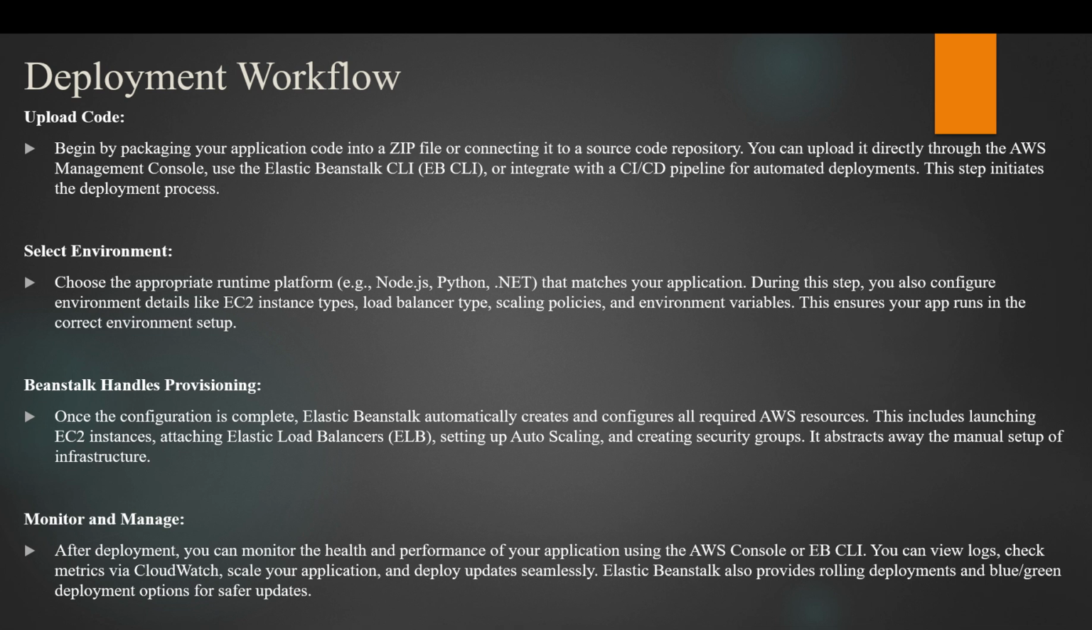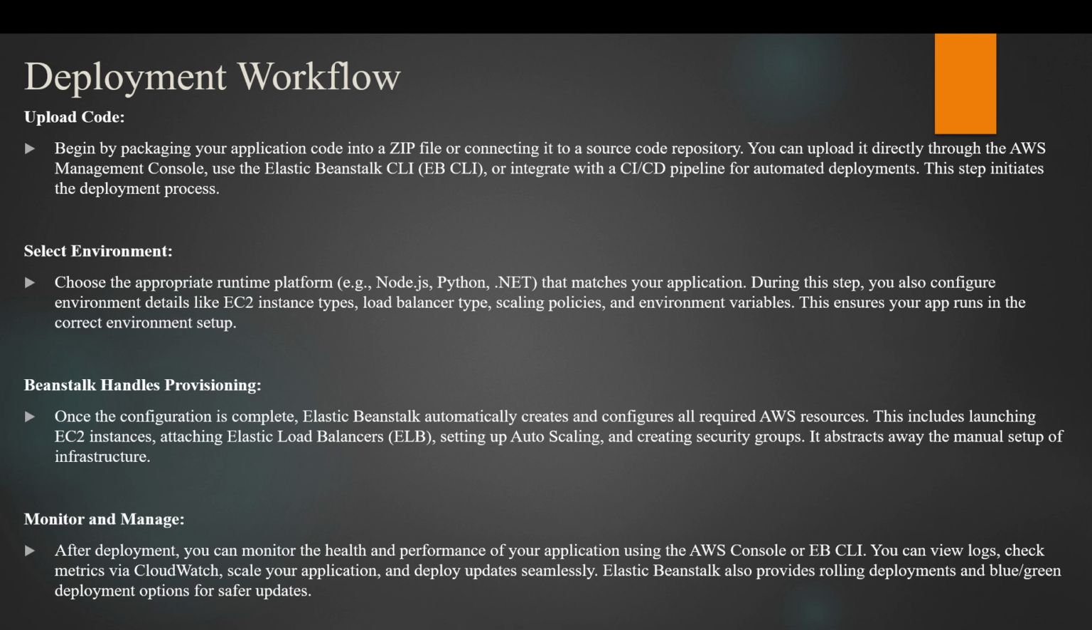Begin by packaging your application code into a zip file or connecting it to a source code repository. You can upload it directly through the AWS Management Console, use the Elastic Beanstalk CLI, or integrate with CI/CD pipelines for automated deployment. These steps initiate the deployment process. Select environment. Choose the appropriate runtime platform that matches your application.